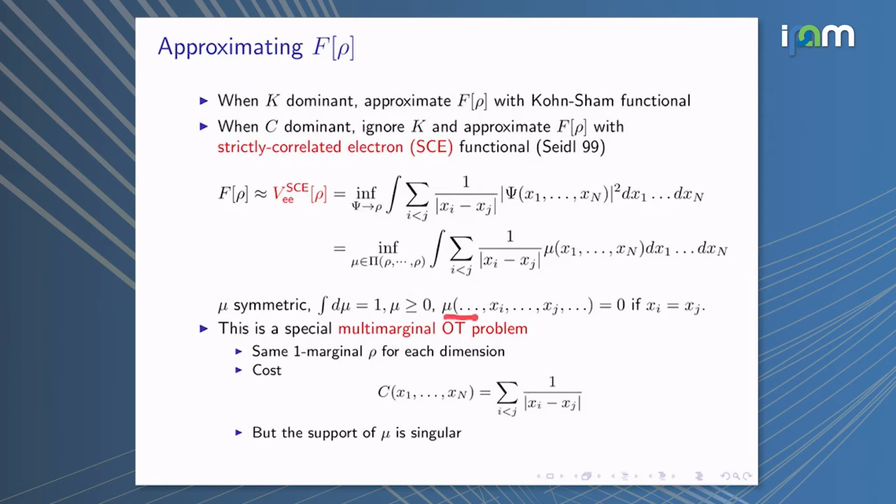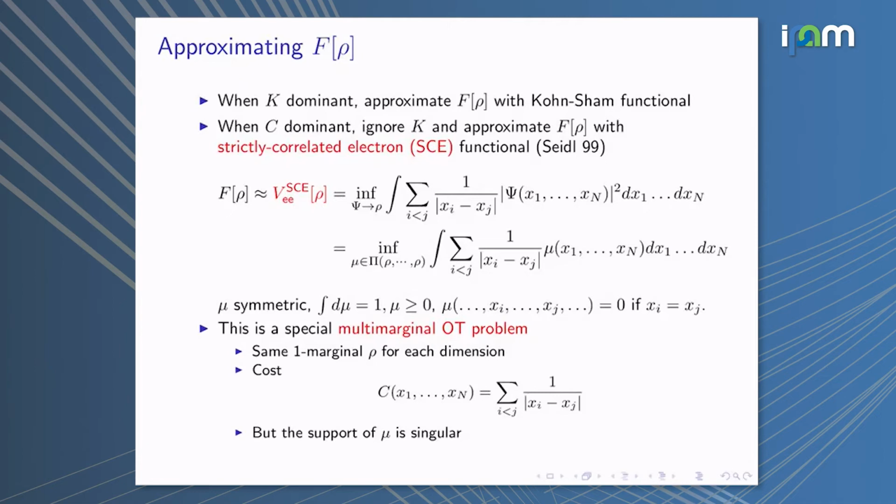And also, if you exchange two particles, the wave function has to be 0. So if you exchange two particles for the mu, the mu will also be 0 as well, because 0 squared is 0. Now you see that this is, as I said, a multi-marginal optimal transport problem, but it's a special one, because all the marginals are the same, namely rho. In the previous case, we had rho 1, rho 2, all the way to rho n, so the marginals were different, but here the marginals are the same. So it's a somewhat slightly easier problem.